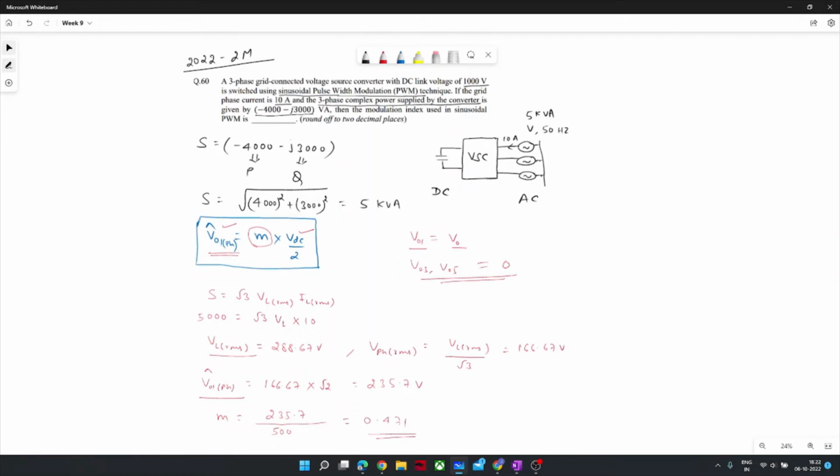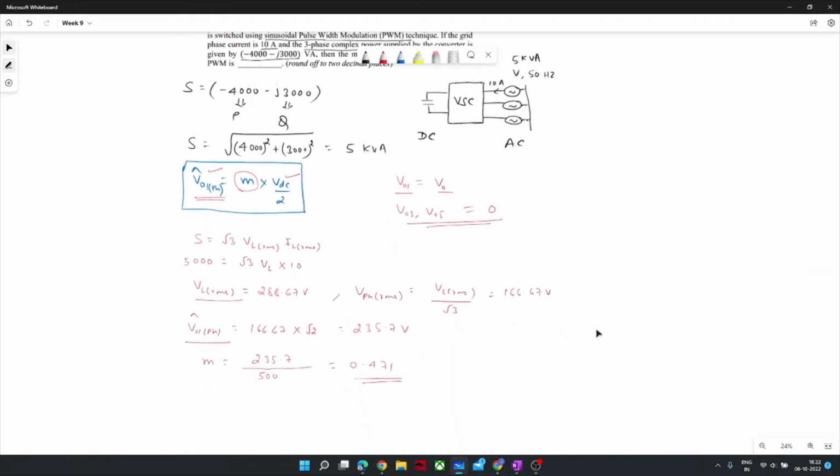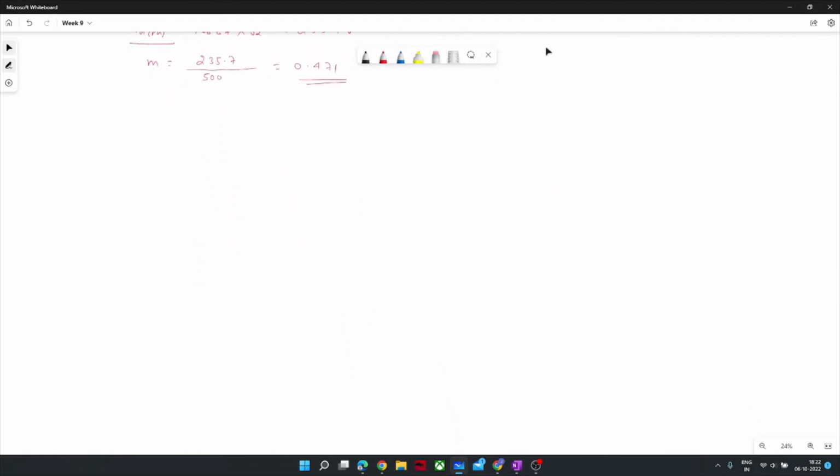Okay, so I will discuss another topic which is based on air gap flux density in a machine, in a DC machine. Generally, that kind of question you face. And I got that problem from one aspirant. So let me share that problem.